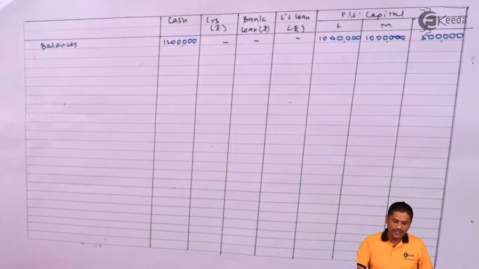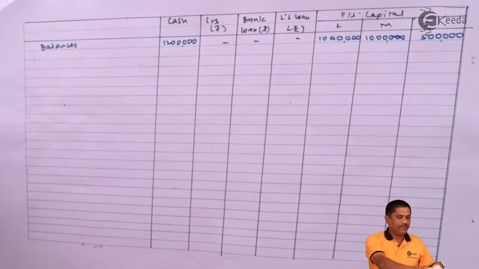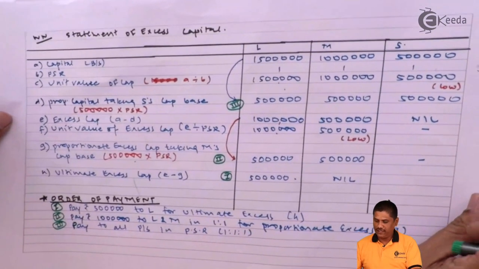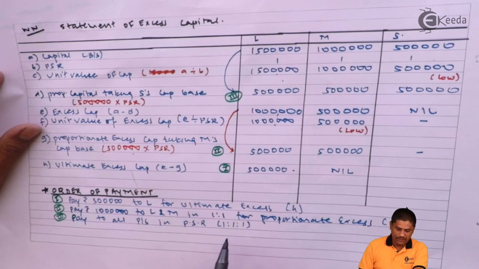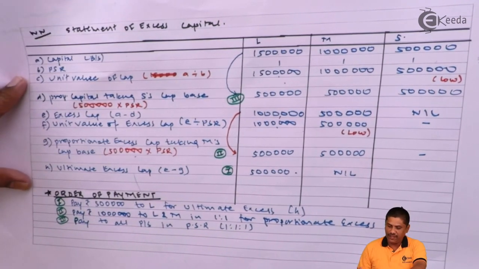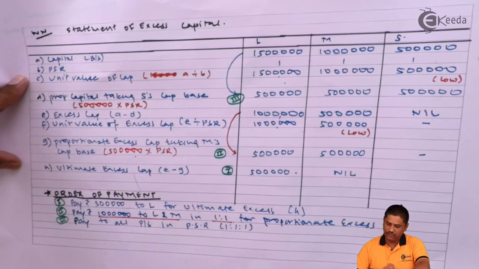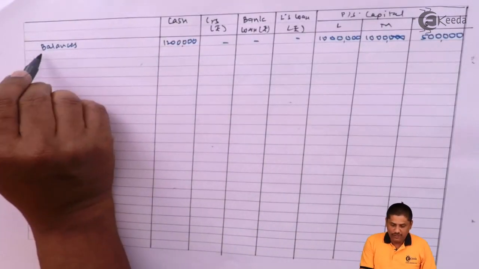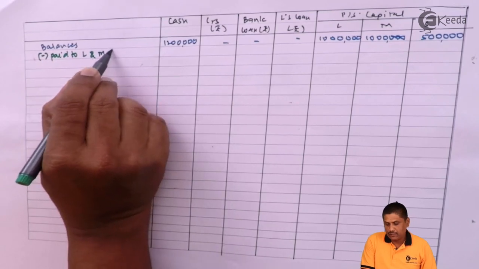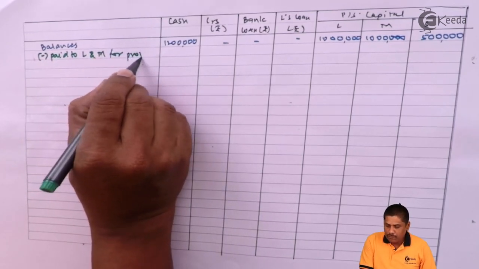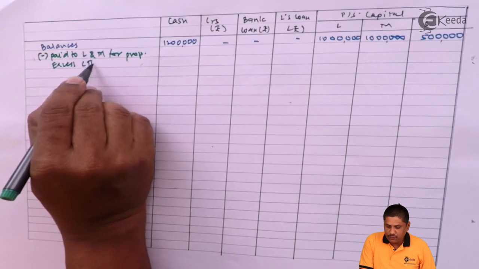Okay. So this 12 lakhs I need to pay to the partners. Now, as per my statement of excess capital, what I decided, at second place I need to pay for proportionate capital, and your proportionate capital in this case is 5 lakhs and 5 lakhs. That means I need to pay 10 lakhs to L and M in the ratio 1:1. So let's check whether we have 10 lakhs rupees with us. We have 12 lakhs rupees, we can easily pay. Paid to L and M for proportionate excess. That is our stage number 2 we are following.